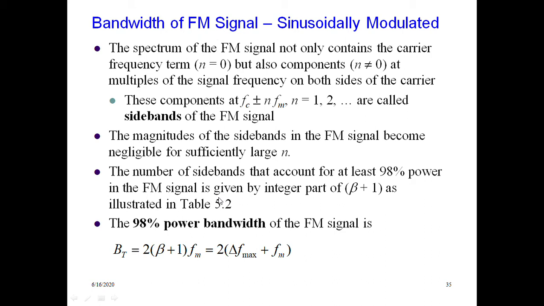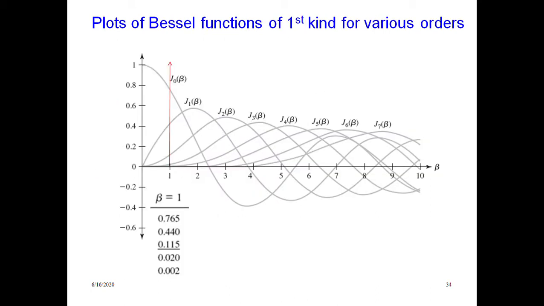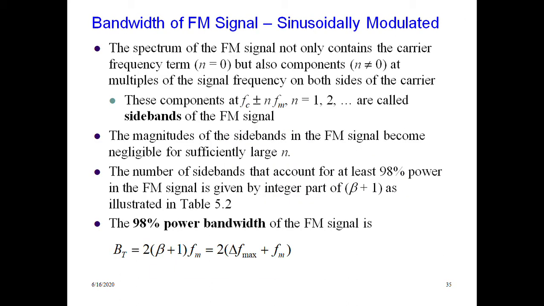When we plot these sidebands, the sidebands contain energy. This energy will be transmitted to carry the information that we are sending. It will account for at least 98% of the power of this FM signal. Of course, beta plus 1 is the number of sidebands and also the carrier. The beta depends on the sidebands, and the plus 1 is the carrier.